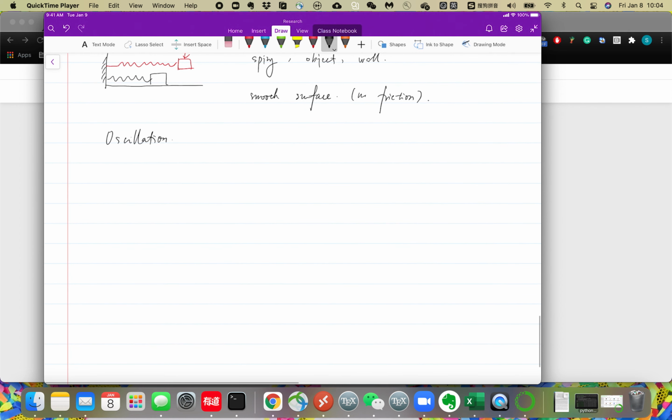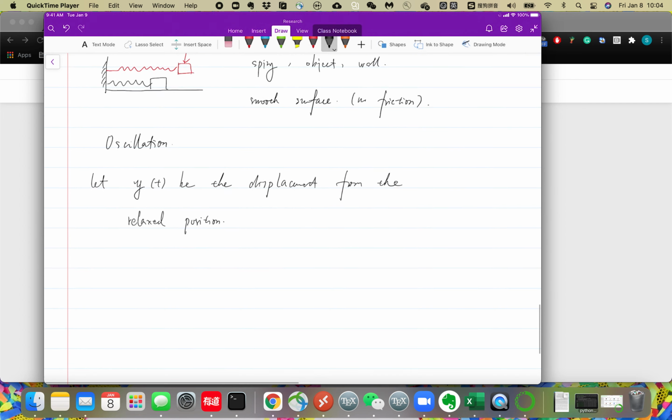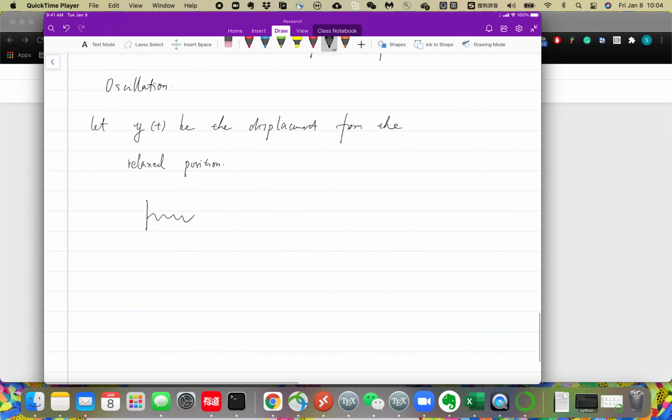From here you can see, well, I will let y of t be the displacement from the relaxed position. So basically I'm going to say, hey, if you start with this and at here you have no force because everything is relaxed, my y is going to be how much you moved to the right or the left. For simplicity, let's just say the center of mass. This is your y at time of t.